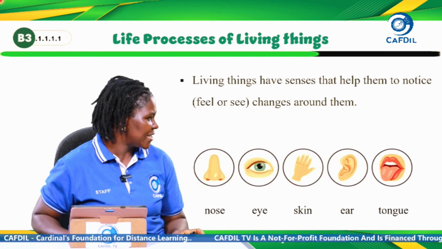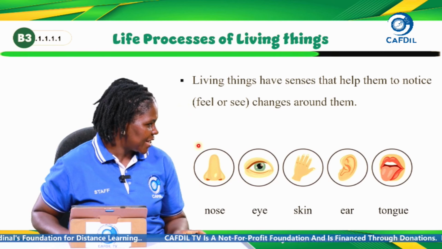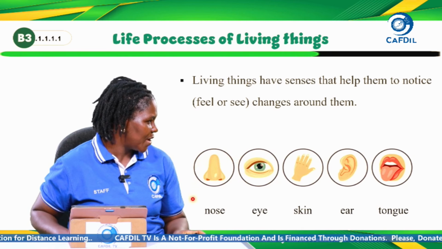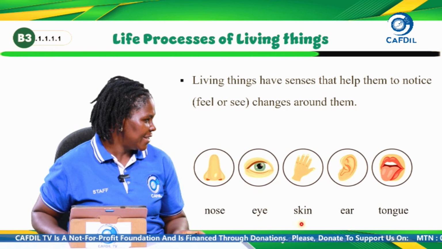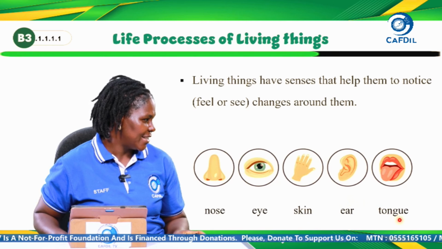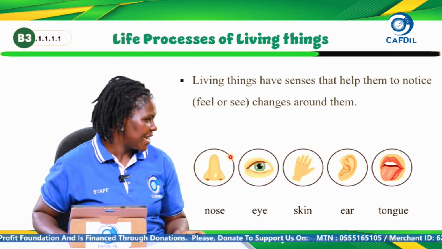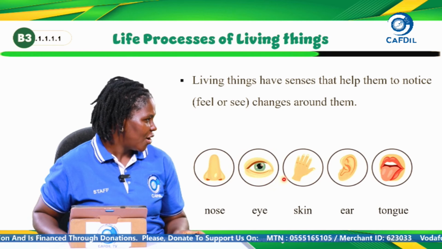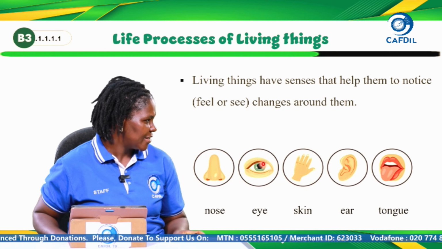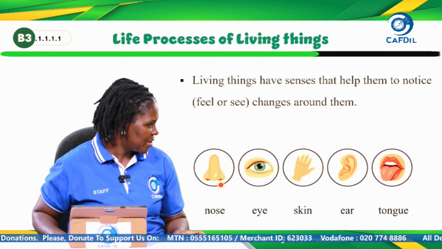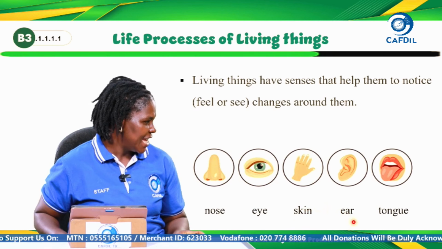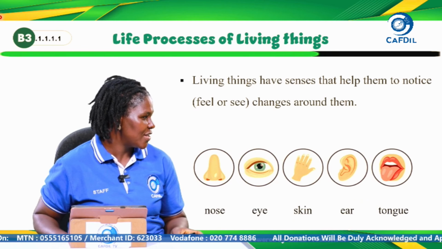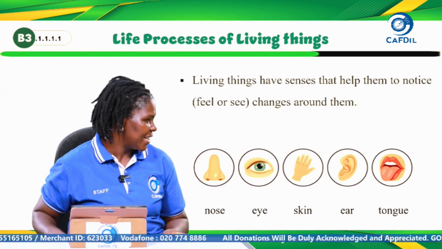So we have the senses on our screen, the sense organs. We have the nose, the eye, the skin, the ear, and then the tongue. So these are the 5 senses of living things. Let's look at them one after the other.